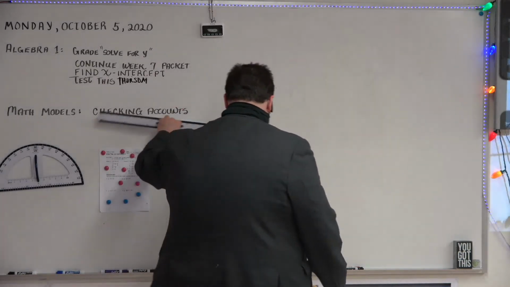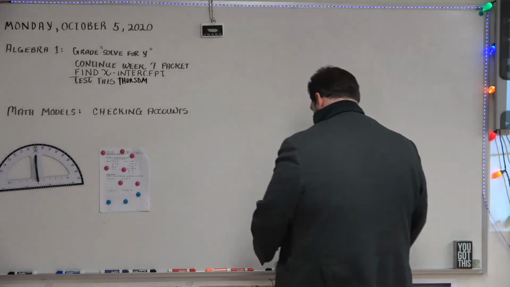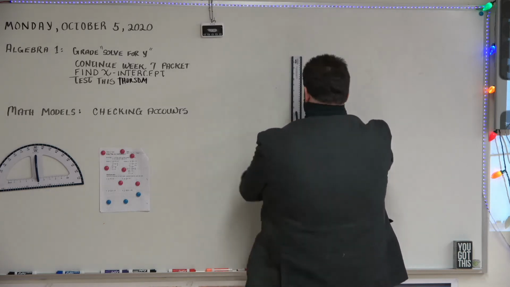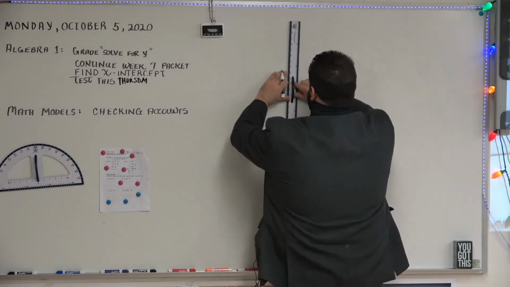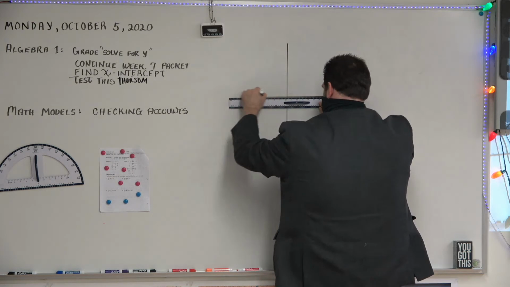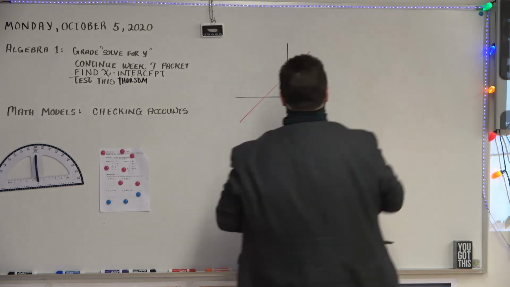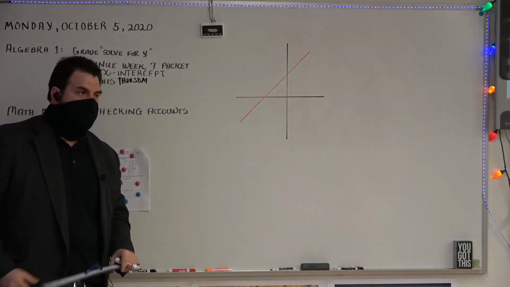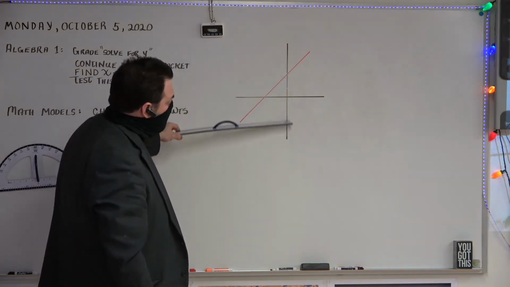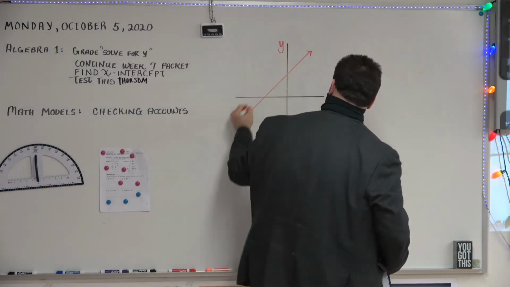Okay, so I want to show you something. Just watch this, okay? This is a graph. It could be the most basic graph in the universe. Which line is this, the Y or the X? Y. Okay, put those arrowheads there.